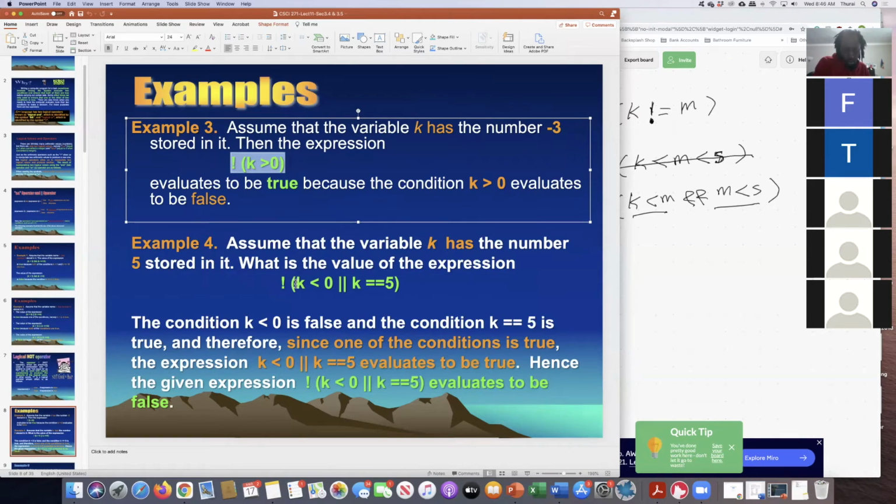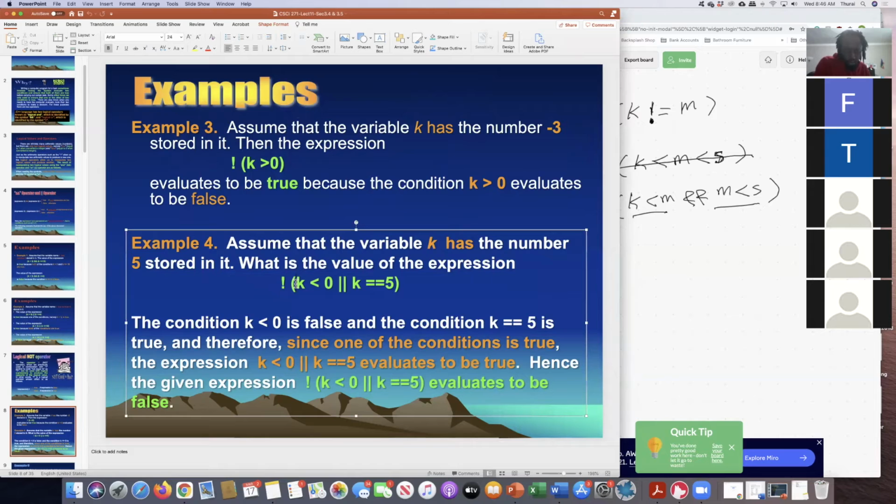Here's another one. I have two conditions. K is 5 in this case, and k less than 0 or k equal to 5. K less than 0 is false, k equal to 5 is true, and therefore this whole thing is true, and not that is false. Interrupt me if you have questions, if you're not following anything. So therefore the value of this entire expression is false.